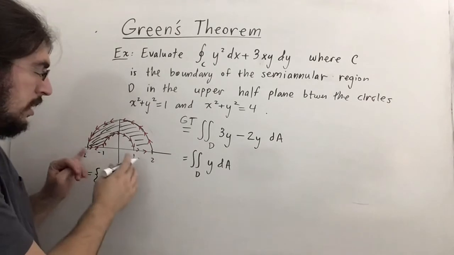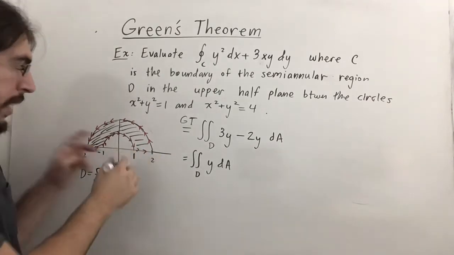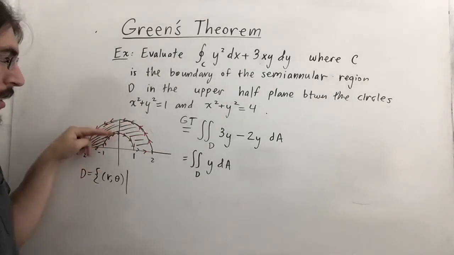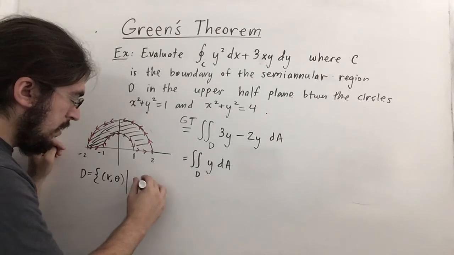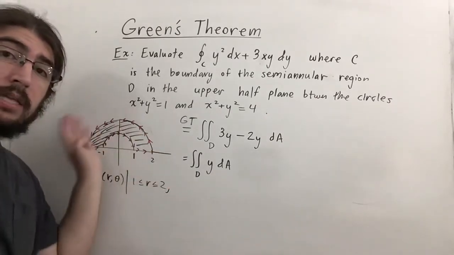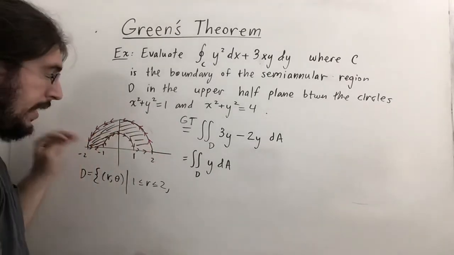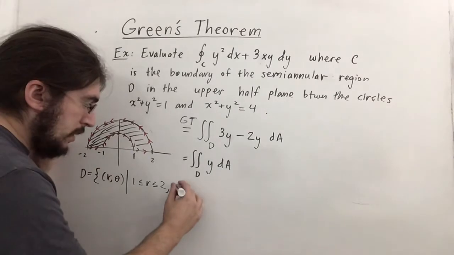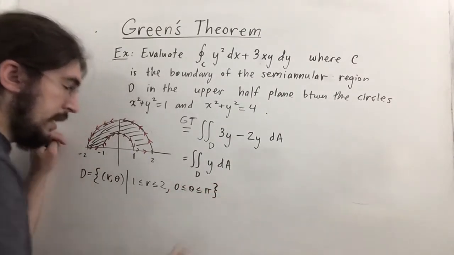Where r is going to be in between 1 and 2, because those are the radii of the circles. So this region is where the radius of the point is in between 1 and 2 from the origin. And notice this is the upper half circle, so the angle goes from theta equals 0 to theta equals pi. So from 0 to 180 degrees, basically. Perfect. So this describes the region in polar.